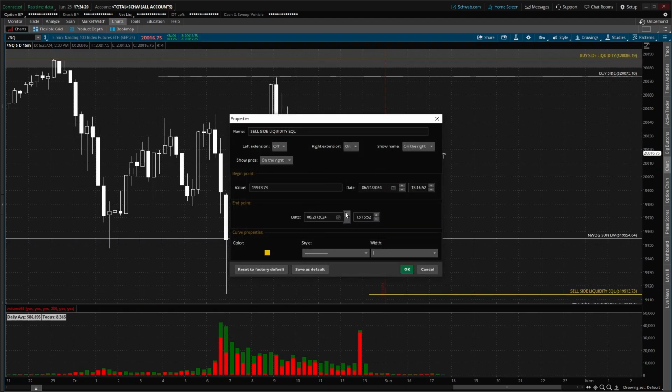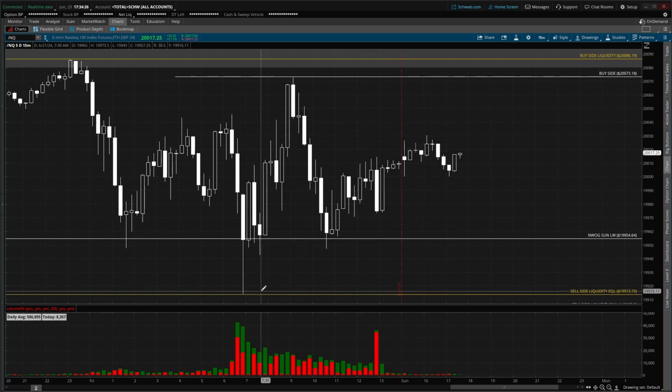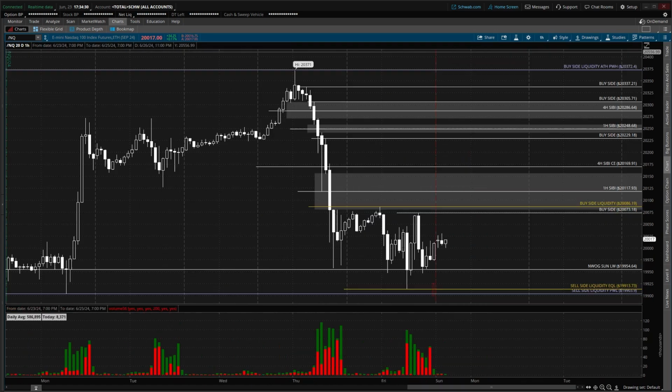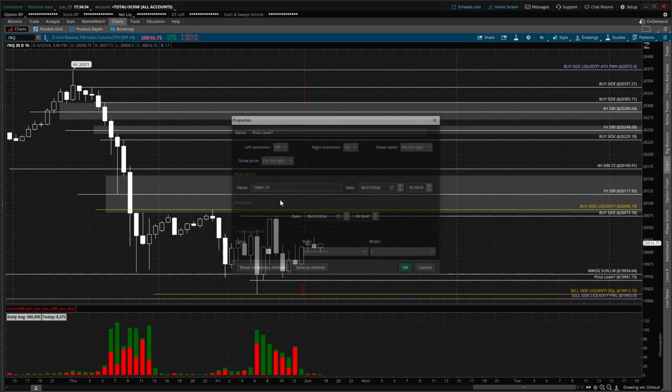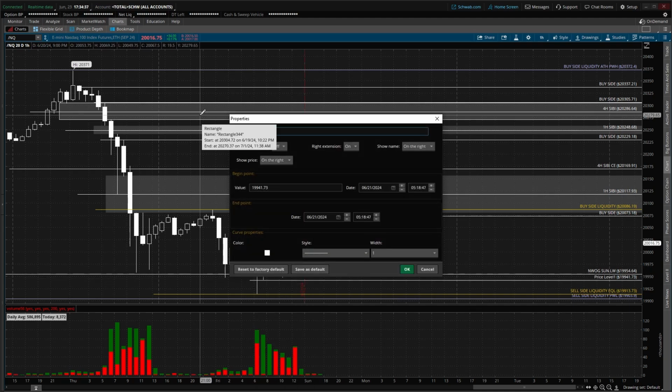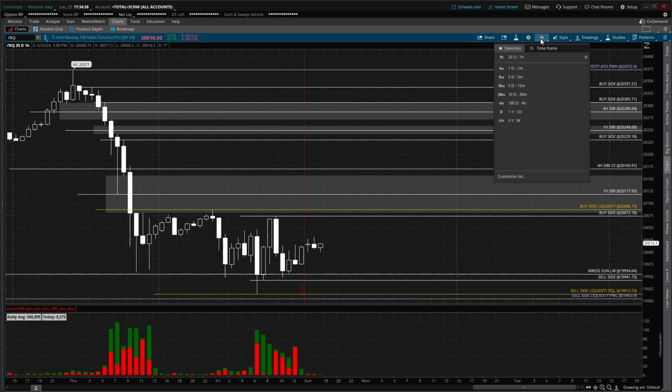Let me slide it back a little bit. So we're looking at this, and then we have lows here on the 15. On the 1 hour, they are still prominent, so I will put the sell side here. And the last thing I look for is the new week opening gap, right?